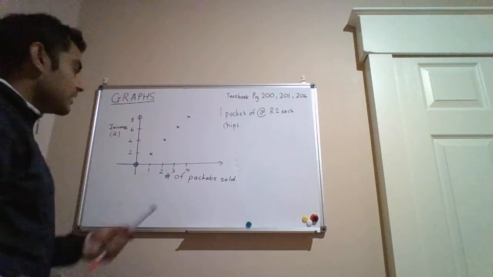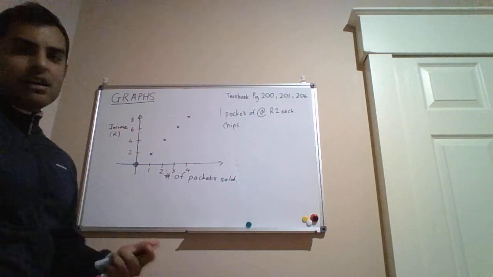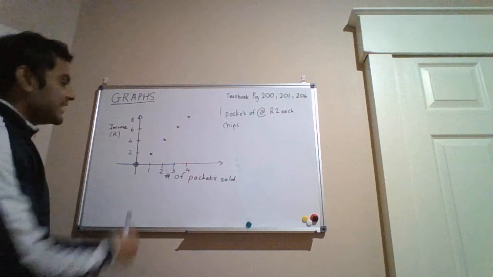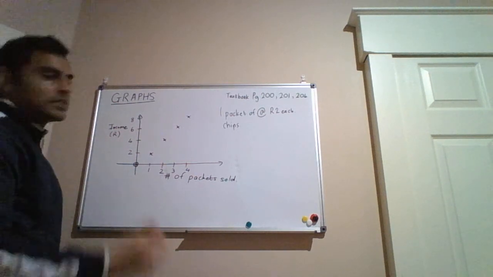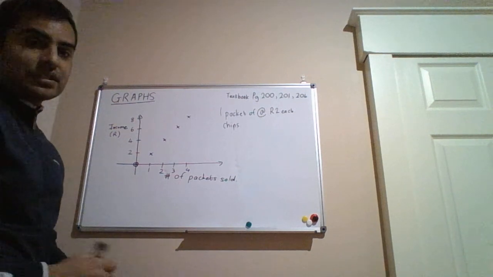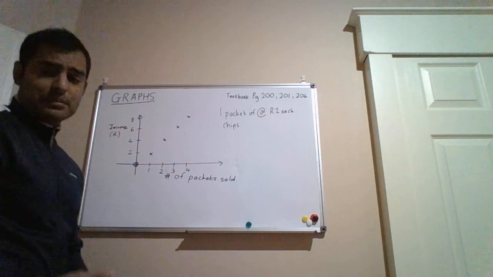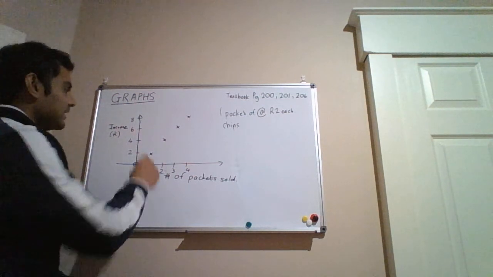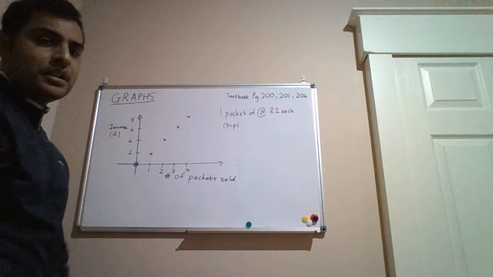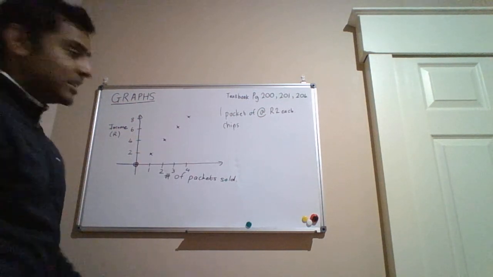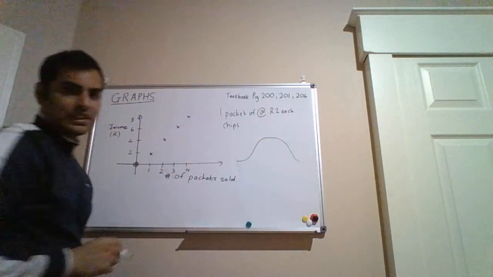So these are discrete data because we can't sell half packets of chips. So that's why the representation here is a bunch of dots. Also, this is an example of a linear relationship. We'll talk about it a bit more in depth, but basically it goes up in a nice straight line. The previous example of temperature was non-linear. So it had a shape like this.